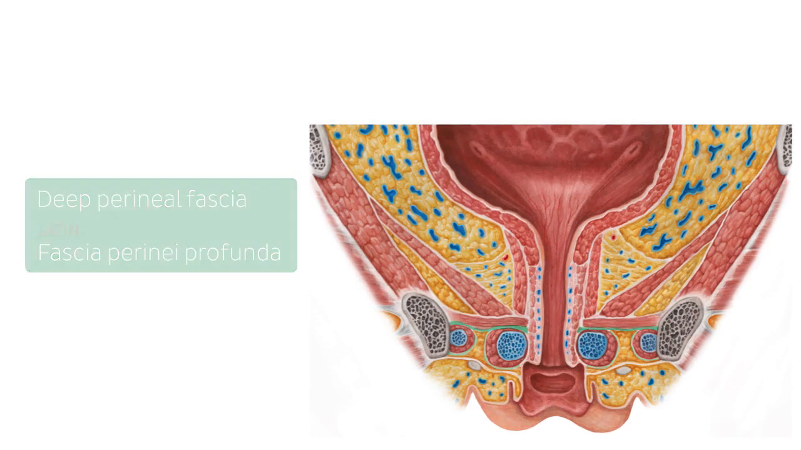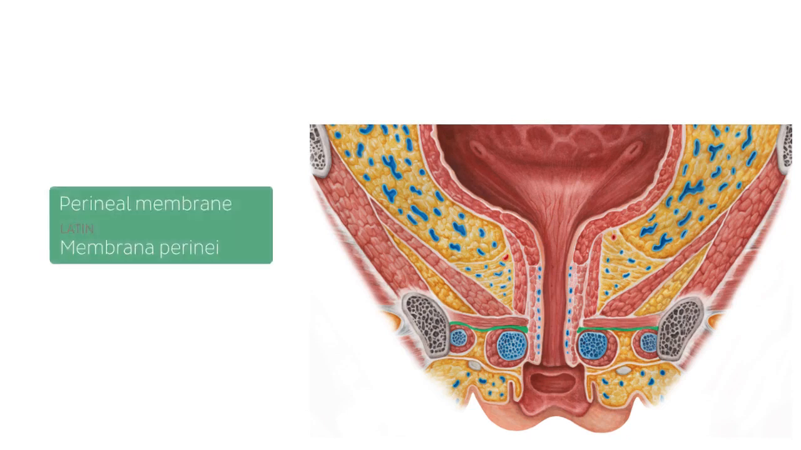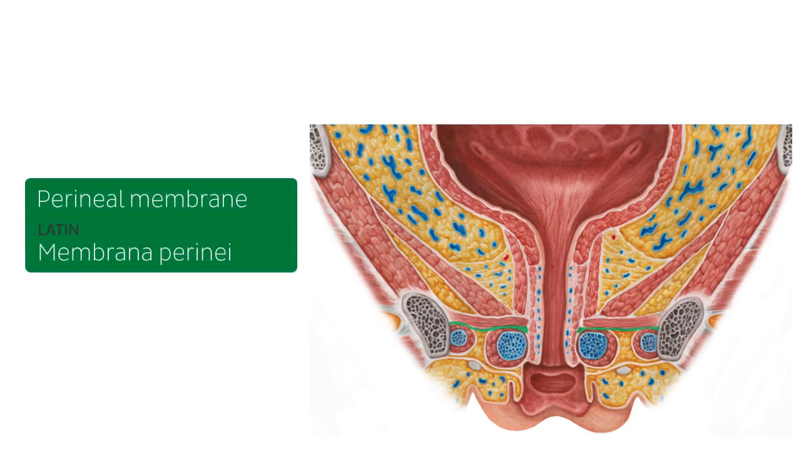Next structure is a membrane. This is known as the perineal membrane. Again, indirectly related to the urinary bladder, but just to show you where it's positioned. It is a fascia found on the inferior surface of the deep transverse perineal muscle and forms the superior border of the superficial perineal pouch.